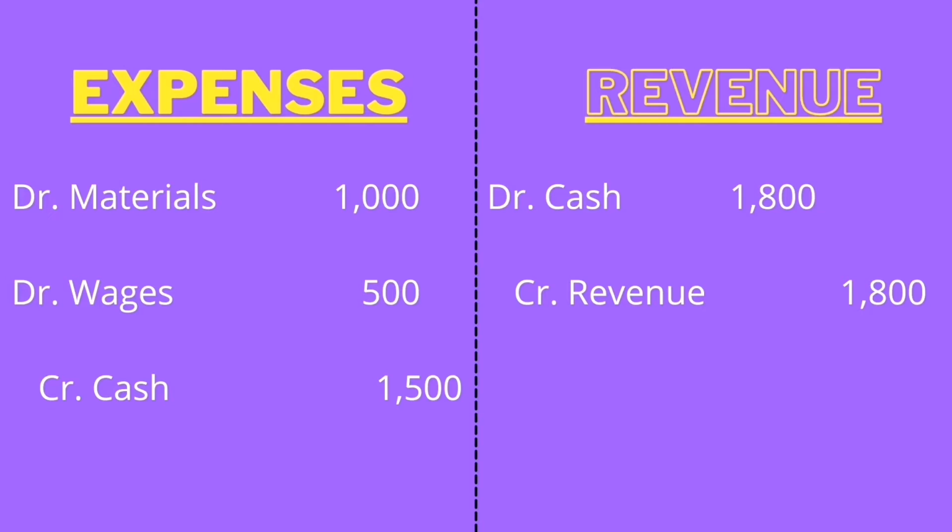The double entry would be debit materials, debit wages, and credit cash when you pay for the expenses. Besides, when you receive money from the customer, you have to debit cash and credit revenue, meaning that you recognize the revenue when you receive cash.